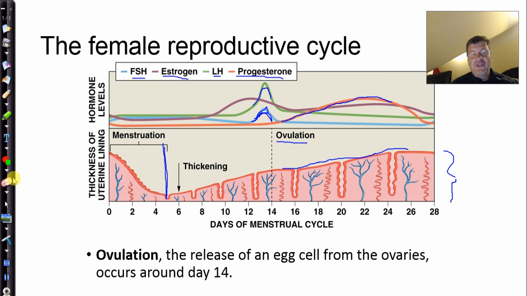So we'll go through the scenarios again. Let's say that there's implantation. And remember we said ovulation occurs at day 14, and when implantation occurs, about day 21, 22, 23, that's about when you're going to have maximum thickness of the uterine lining.